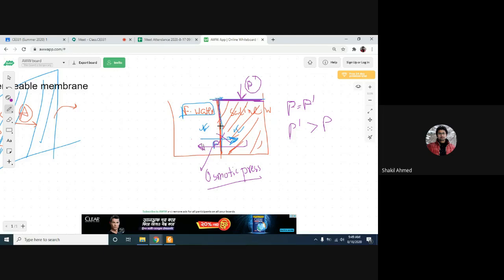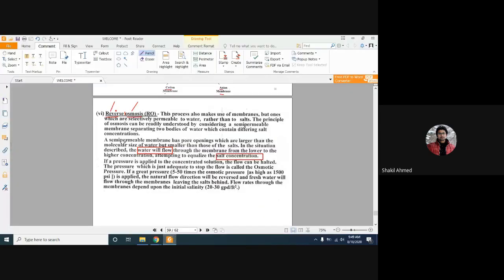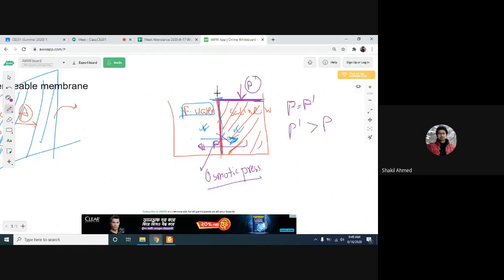Remember, this is a semi-permeable membrane. That means water can pass through, but salt cannot pass through. The semi-permeable membrane has pores which are larger than the molecular size of water but smaller than those of the salts. That means through this semi-permeable membrane, water can pass, but salt cannot pass. Okay, so if you're applying pressure, then salt cannot pass through, so water will pass through.